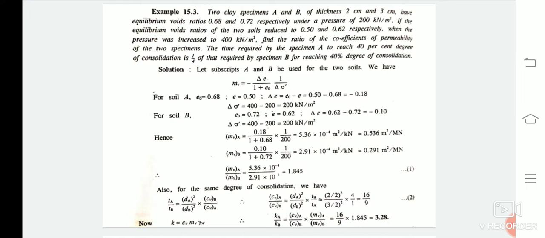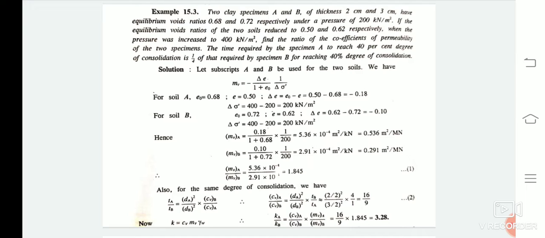The time required by specimen A to reach 40% degree of consolidation is 1/4 of that required by specimen B for reaching 40% degree of consolidation. So there are two soil samples, A and B, having various thicknesses and various void ratios. Hence we will compare the two values. The time required by specimen A to reach 40% degree of consolidation is 1/4 that required for B for achieving the same degree of consolidation.